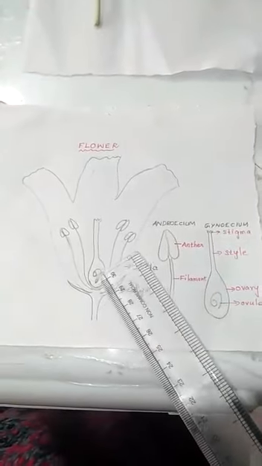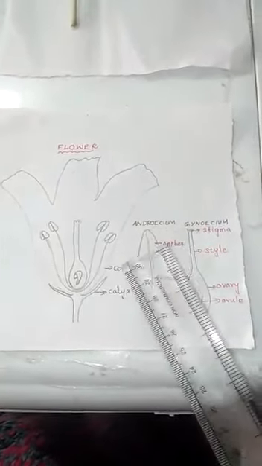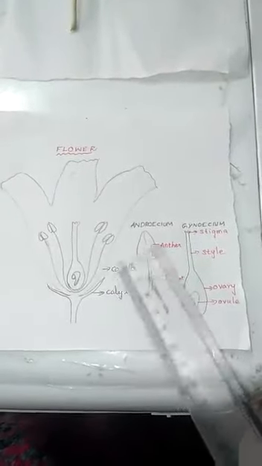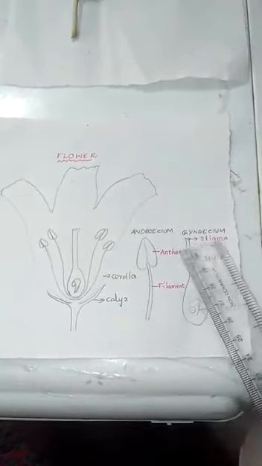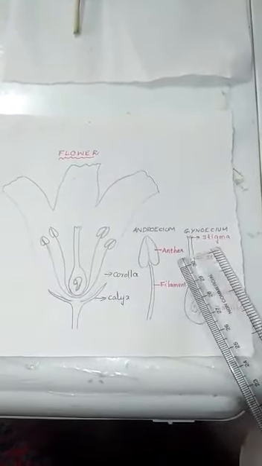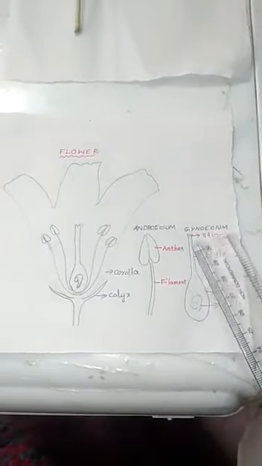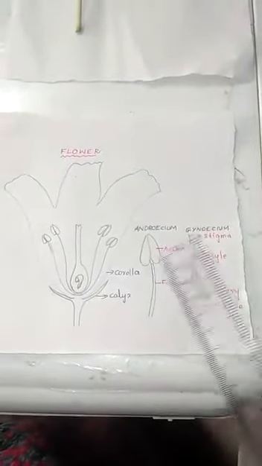Ovary includes the ovule. Here the calyx and corolla just help in reproduction, so we can call them accessory whorls. Androecium and gynoecium are essential for reproduction, so we can call them essential whorls, for formation of the male gamete as well as the female gamete.